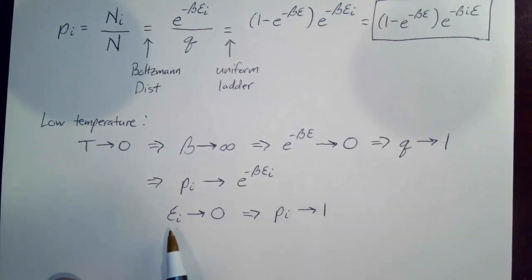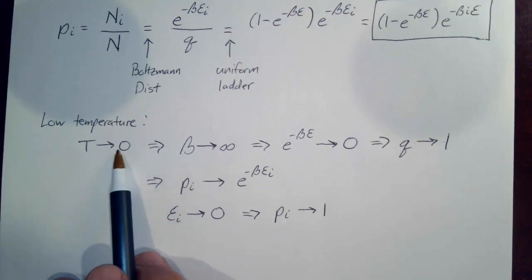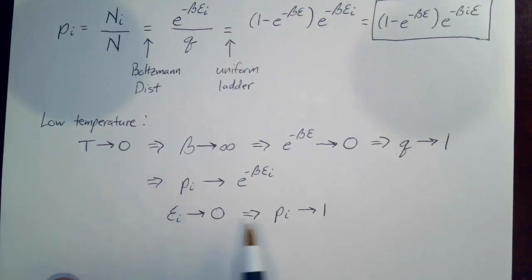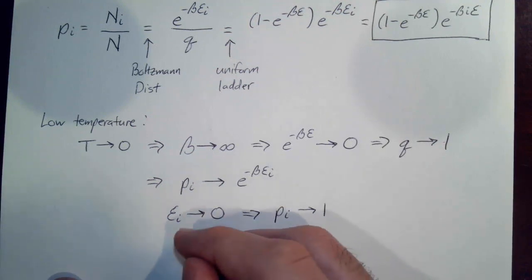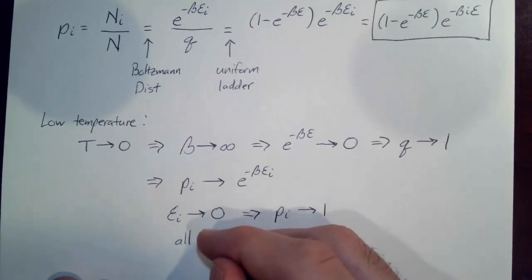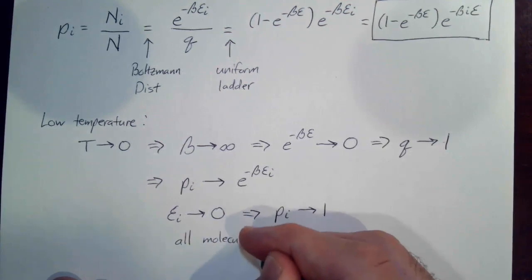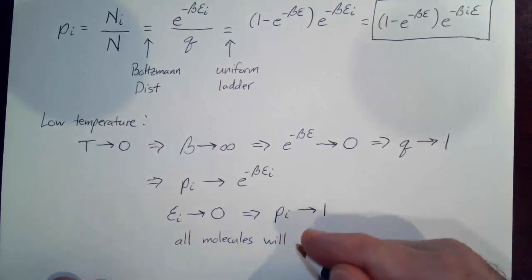So this is actually exactly what we would expect, because here we're saying that as the temperature decreases, the probability that you'll find any molecule in the lowest energy state, where epsilon equals 0, approaches 1. Okay, so this is another way of saying that all molecules will be in the ground state.